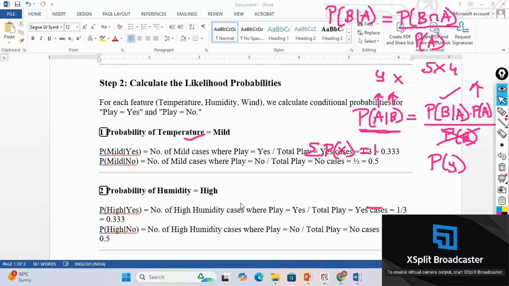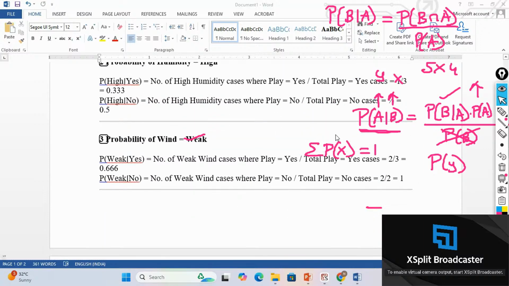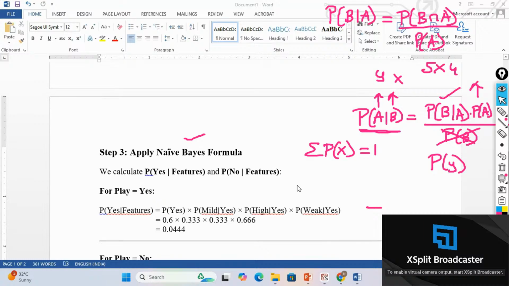Once after calculating these values, what am I supposed to do? Substitute them. Once you get all the values, substitute all of them in the formula. Right. So finally, applying the Bayes formula.